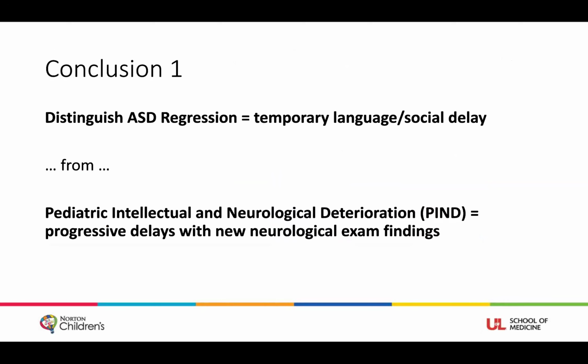So to make conclusion 1 here, I wanted to distinguish autism regression, which is temporary social and language regression, from pediatric intellectual neurologic deterioration, PIND, which is a true decline in milestones, loss of milestones, and then a new emergence of a neurologic deficit.